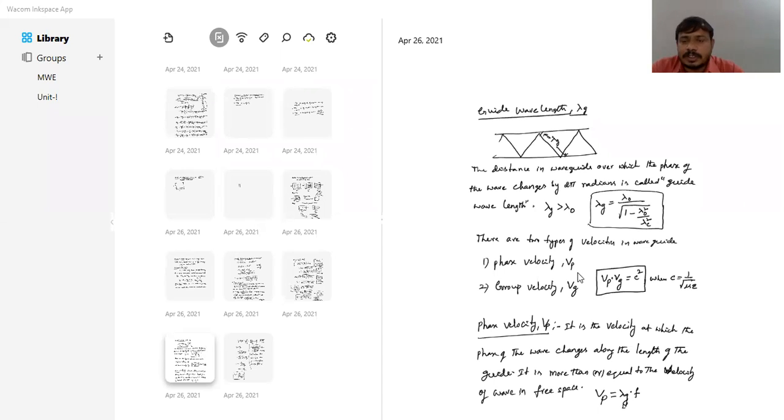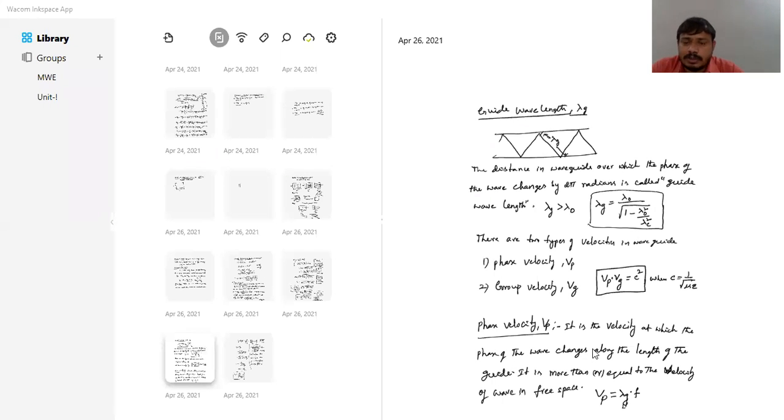Other than wavelengths, there are two types of velocity in the waveguide: phase velocity and group velocity. Phase velocity is represented with Vp, group velocity with Vg. So Vp into Vg is equal to c square, where c is the velocity in free space, c is equal to 1 by root mu epsilon. Now we can see them one by one, starting with phase velocity.